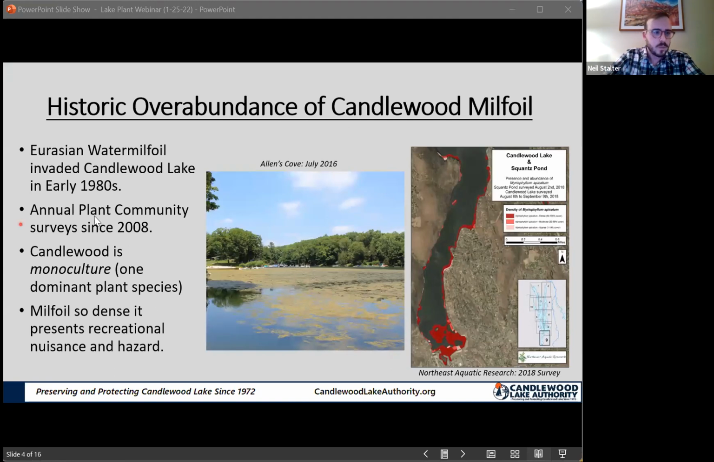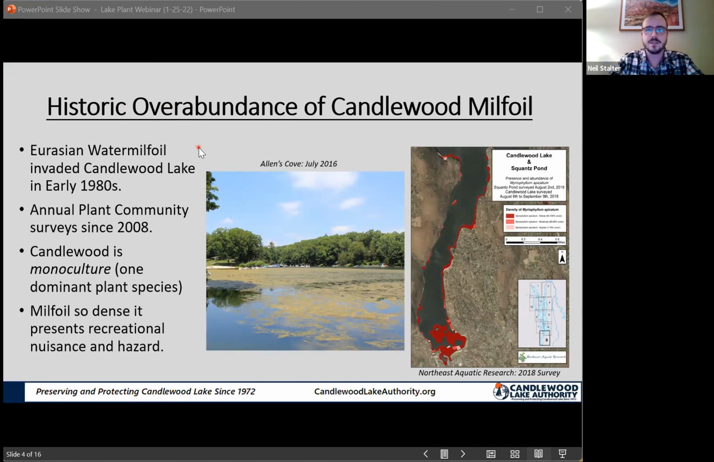Okay, so I wanted to initially touch on the fact that when we're talking about plants in Candlewood Lake, we're really talking about one dominant species of plant that represents about 80% of the plant community historically in the lake. And that plant is, of course, Eurasian water milfoil. This is an invasive species. It was introduced in the lake in the early 1980s and rapidly took over the ecosystem and made it a monoculture ecosystem, dominated by one plant species.